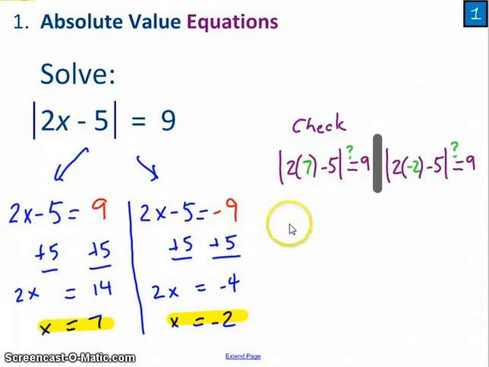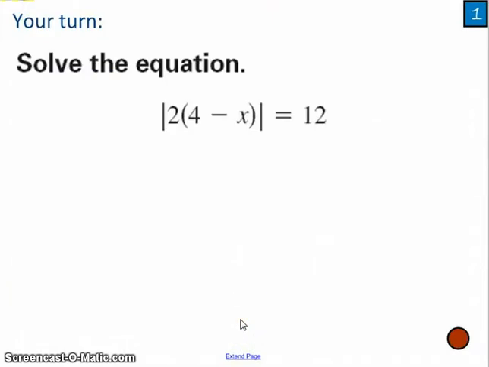Here's a quick and easy way to do that. On the left side, I've plugged 7 in, and I'm wondering, is that true that it's equal to 9? Well, 2 times 7 is 14. 14 minus 5 is 9. The absolute value of 9 is 9. On the right, plugging in negative 2. 2 times negative 2 is negative 4. Negative 4 minus 5 is negative 9, and the absolute value of that is also 9. So those two down here are the correct answers. Your turn now. Go ahead and hit the pause button, and after you come back, I'll show you the solution.